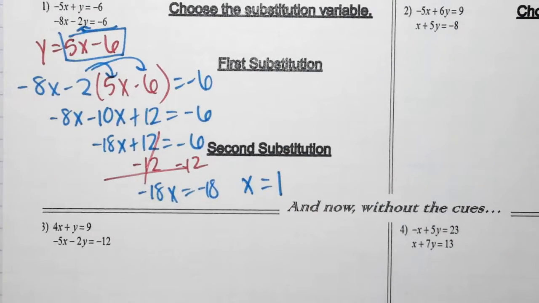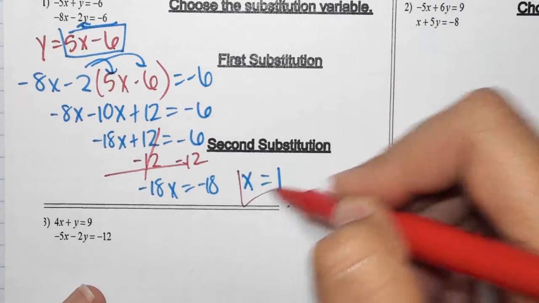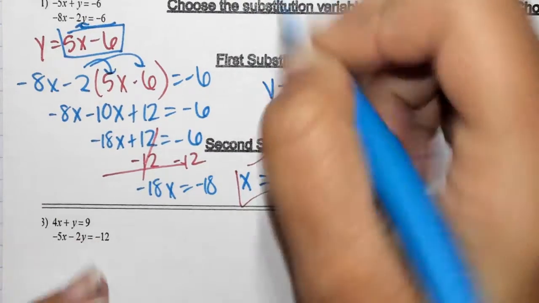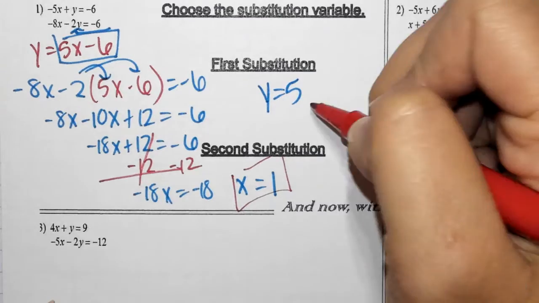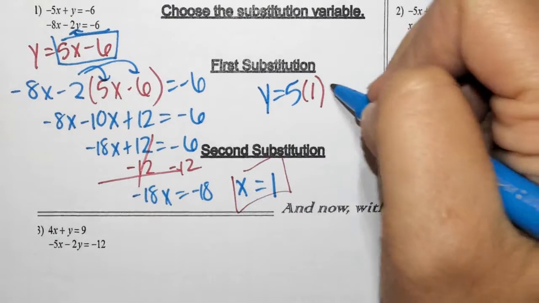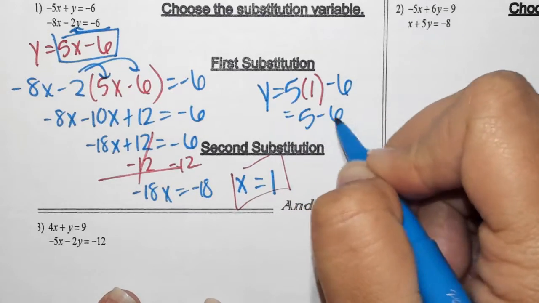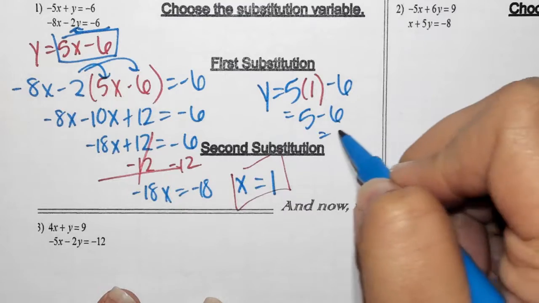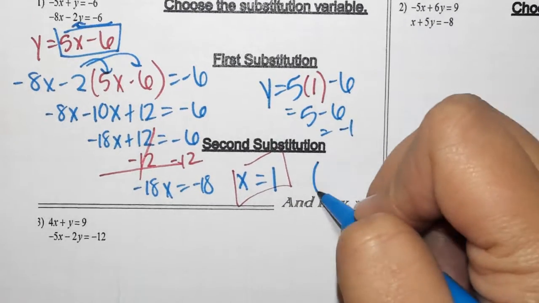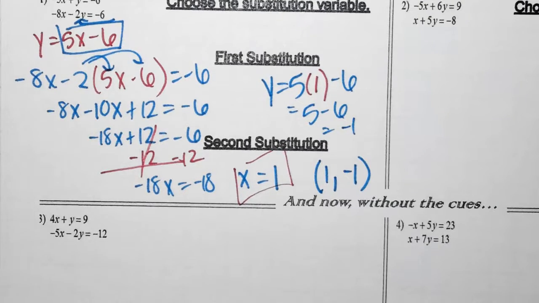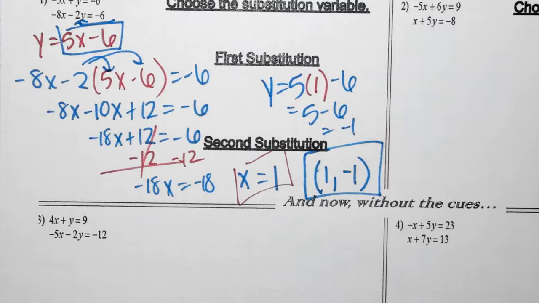Alright, now that we have x, what do we have to find, Reggie? Y. Very good. And do we plug this x in up here? Yep. So we could just say y equals 5 times what? 5 times 1, minus 6. What's 5 times 1? What's 5 minus 6? Negative 1. And how do we write our answer? 1 comma negative 1. En español, por favor. Uno, negativo uno. Sí. Take a point.